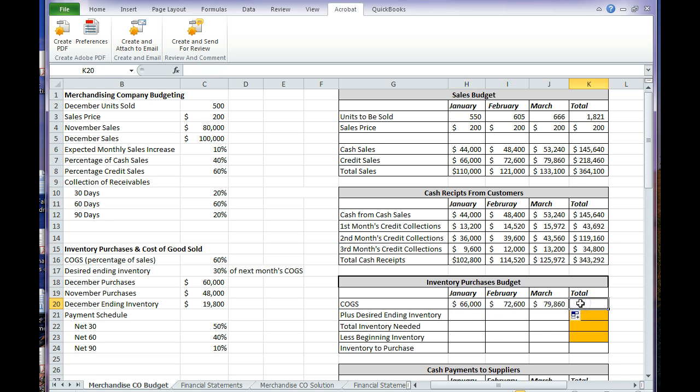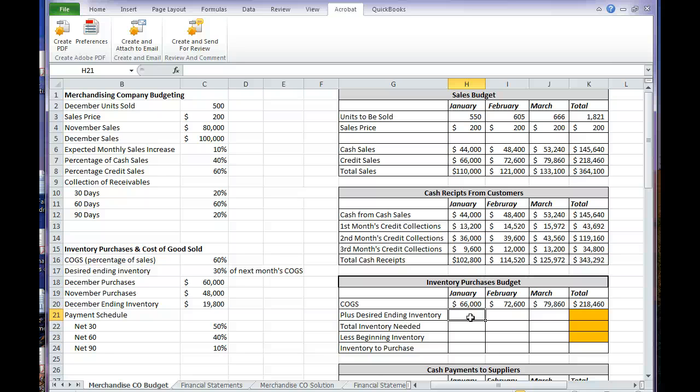Now here it does make sense to add these up, because on your income statement they're going to ask what your total cost of goods sold was. What we're saying is $364,000 in sales, $218,000 and change was the cost of the sale. Right? The difference between those is gross profit. Yay, gross profit.